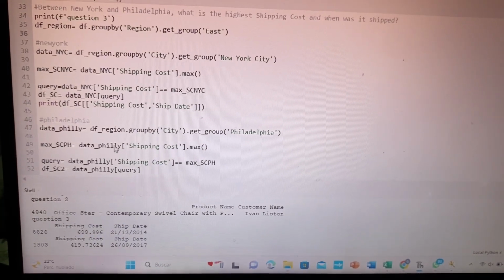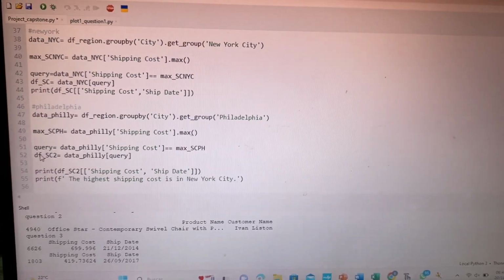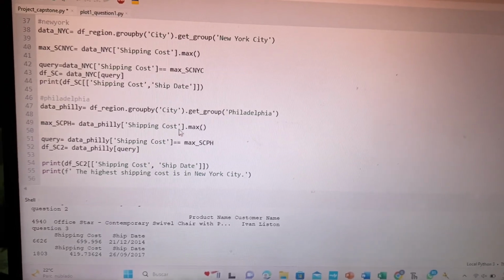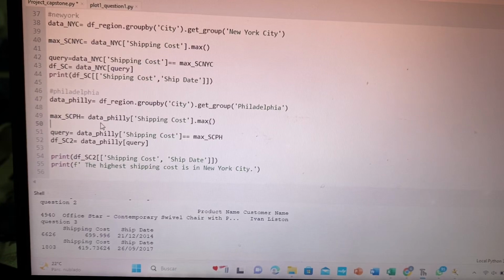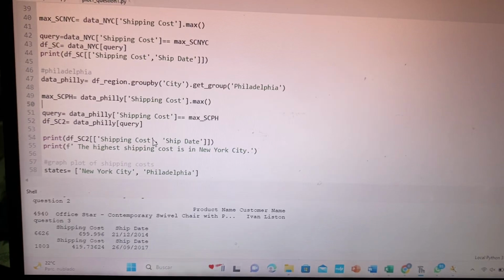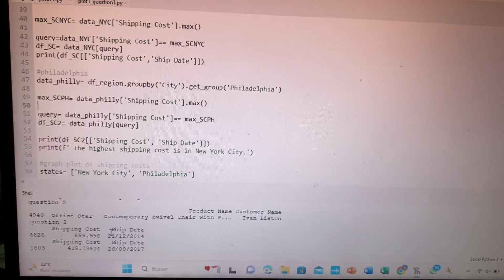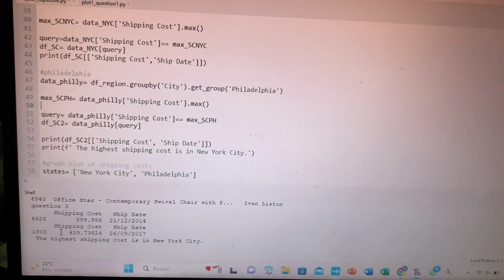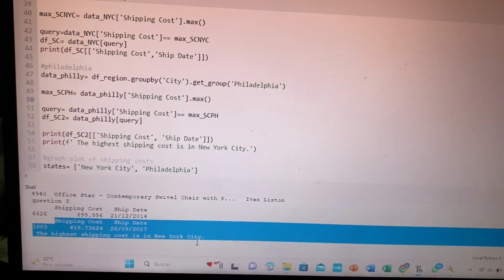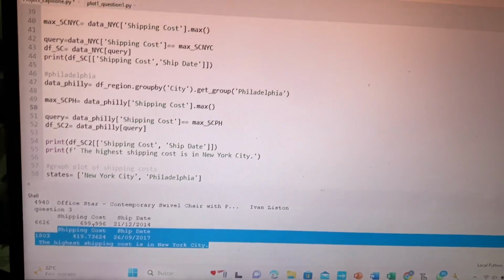And then afterwards, I focused on Philly using the same format, giving the city, then Philadelphia, then the maximum shipping cost of this data frame of Philly. And with the use of queries, again, specifying the shipping cost and shipping date, so it appears in the shell. Now this is Philly's results. And lastly, I just put the print to make it obvious that the highest shipping cost is in New York City, which is the first one.